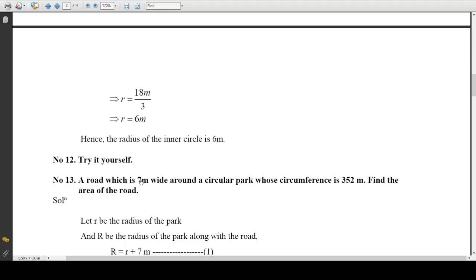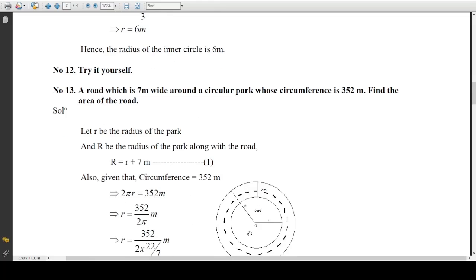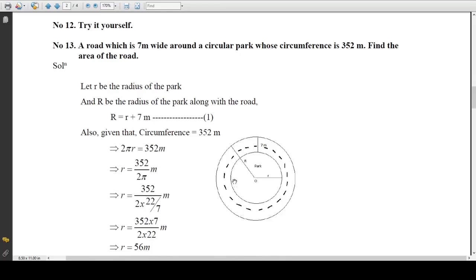The road is 7 meter wide around this park. Let us represent the park here. This park is in the form of a circle. Then surrounding this park there is a road which has the width of 7 meter. It's given that the circumference of this park is 352. We have to find the area of the road. The problem has not given us any radius of the circle, but only the circumference.